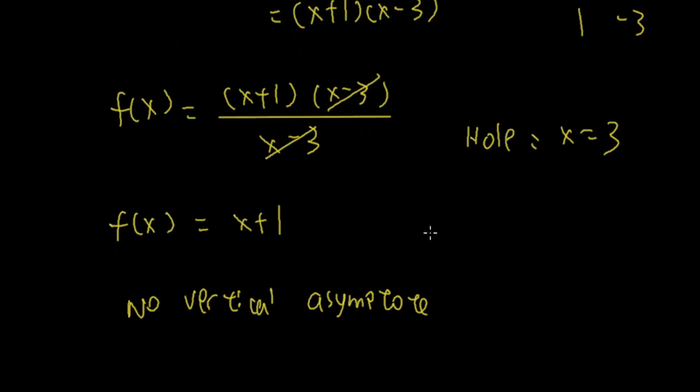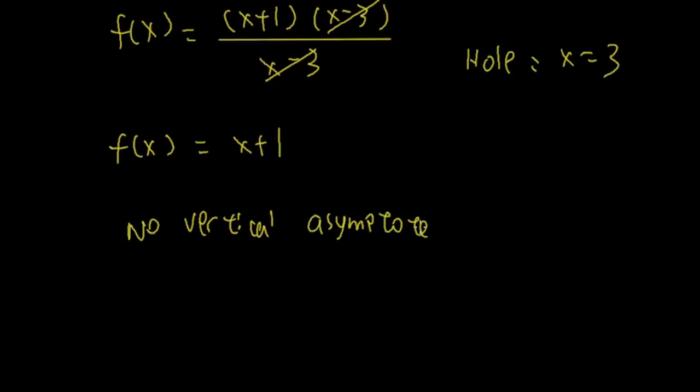Okay. Now, since this is a straight line left with a hole at x equal to 3, we don't have to look for any more horizontal asymptote or oblique asymptote. Okay, so that's it for this. Okay, next example.